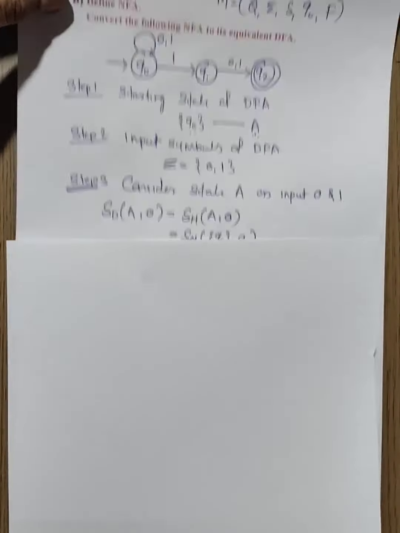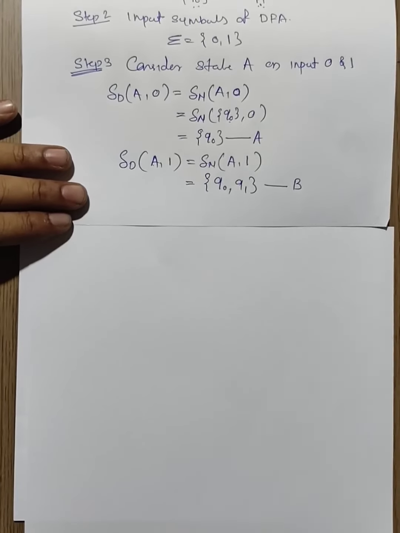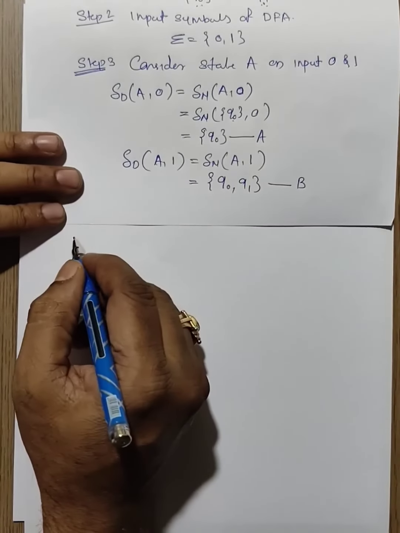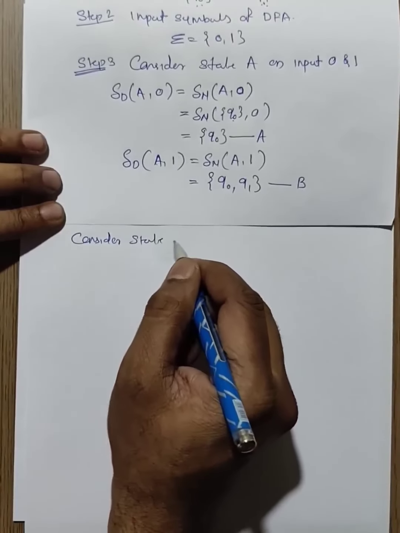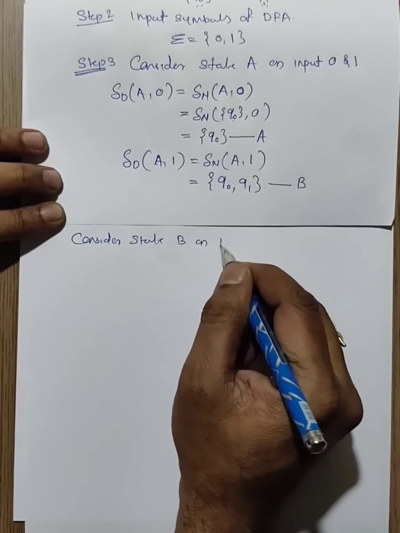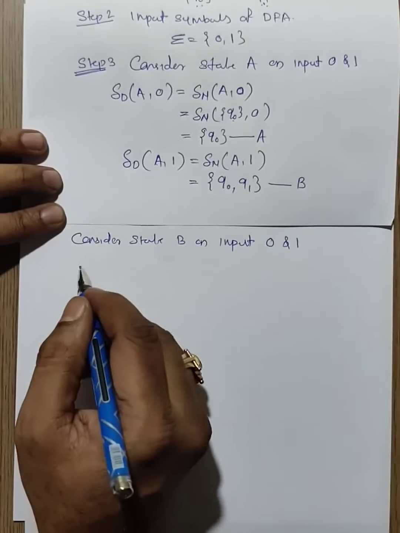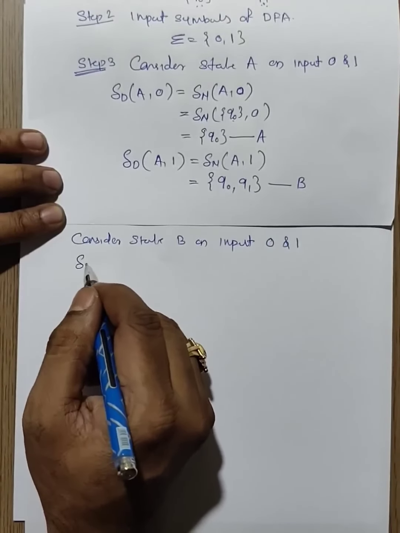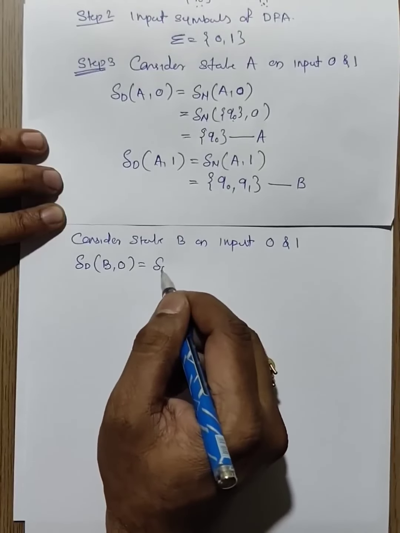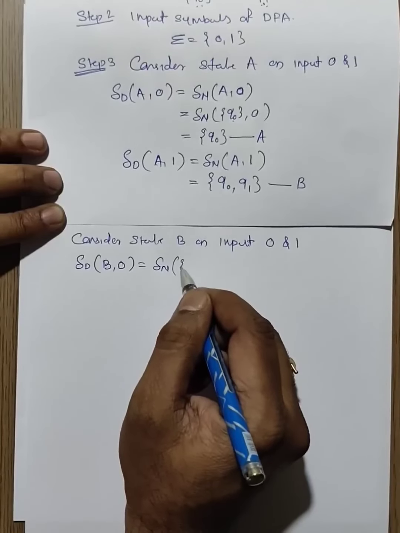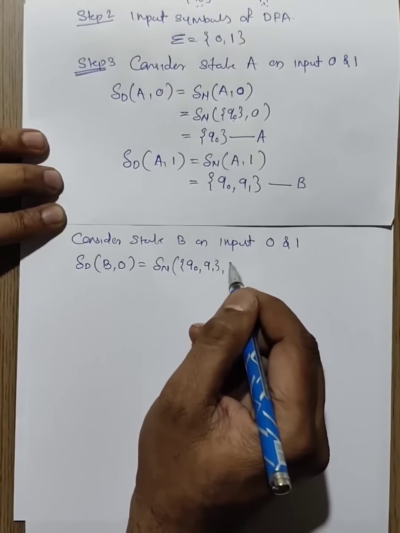Next, within this, consider state A. The new state is B. Again, state B on input 0 and 1. B on 0, NFA transitions. What is B? B is Q0 and Q1 on 0.